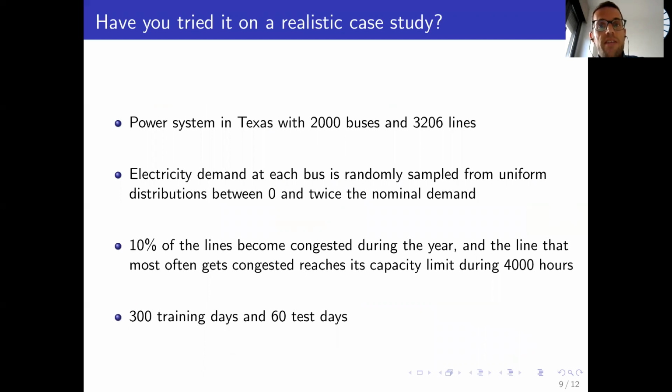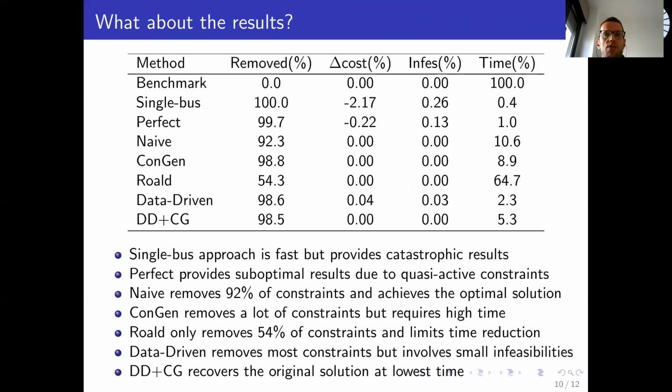We have tried it on a realistic power system in Texas with 2,000 buses and 3,000 lines. We have sampled the electricity demand. So around 10% of the lines become congested at some point during the year. And to test our learning task, we have 300 training days and 60 test days. And these are just the results.